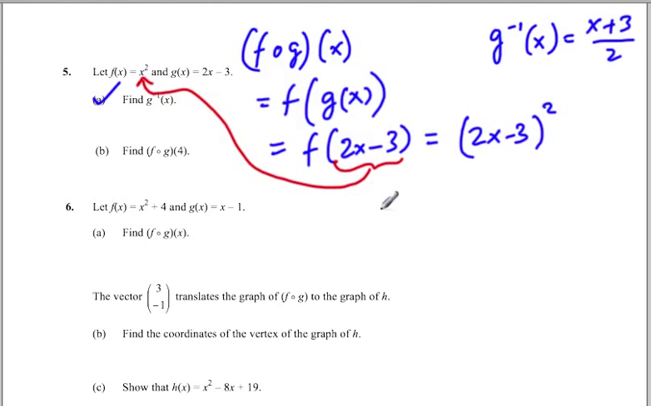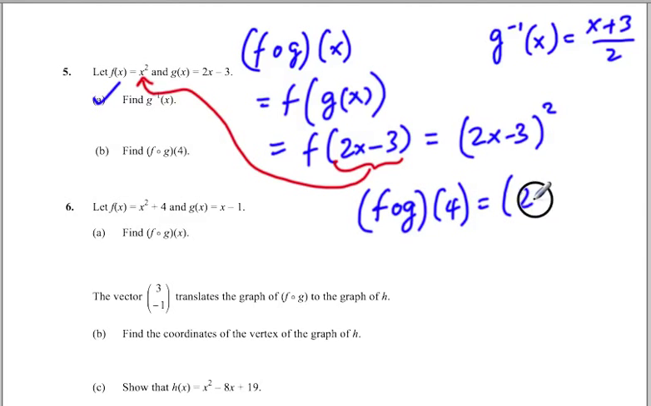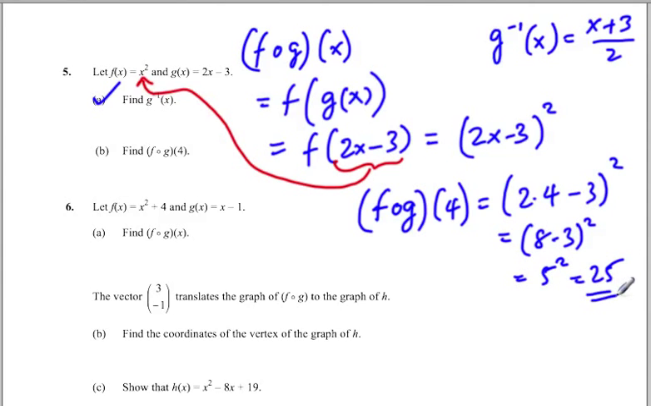Now, we want f of g of 4. So f of g of 4 is equal to (2 times 4 minus 3) squared. So that's 8 minus 3, so it's (8 minus 3) squared. That's 5 squared, which is equal to 25. And that's the answer for this one.